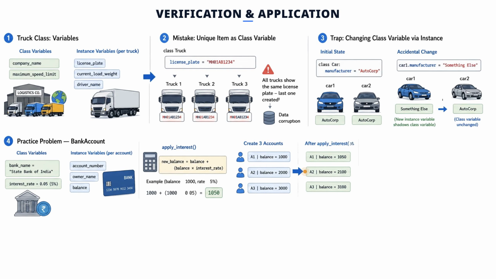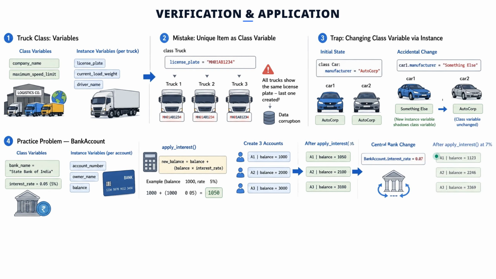Now, here is the magic of class variables. Imagine a central bank change occurs. We can update the rate for everyone by just changing the class variable. Bank account.interest rate equals 0.07. Now when you run the apply interest method again, that new 7% rate is automatically applied to all accounts. You didn't have to go in and modify a single individual account object. This is the efficiency of global control.